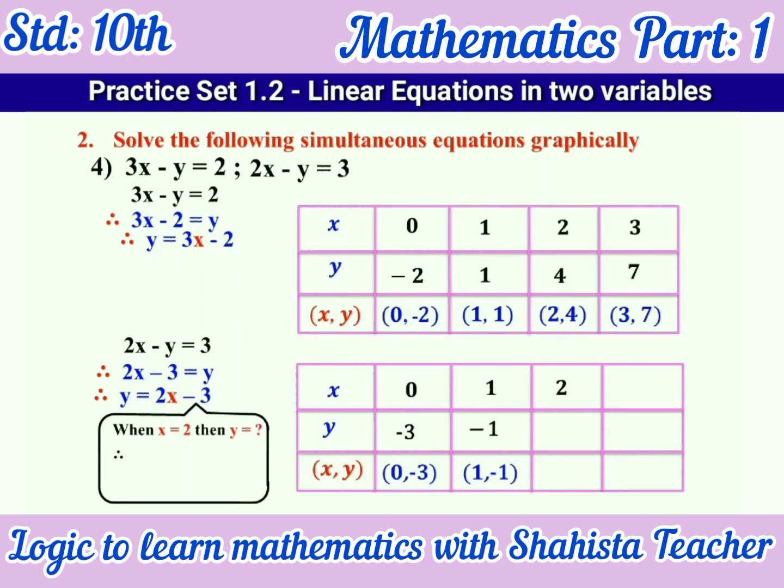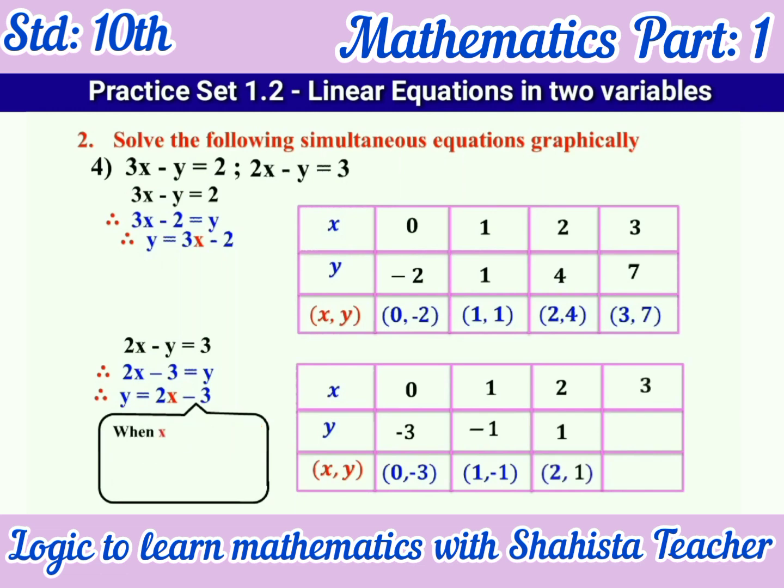Now here y is equal to 2x minus 3. So in the place of x we will put 2. So 2 twos are 4, minus 3. 4 minus 3 is positive 1. So here we will put 1. y is equal to 1. So x is 2 and y is 1. So inside this bracket we will put 2, 1.